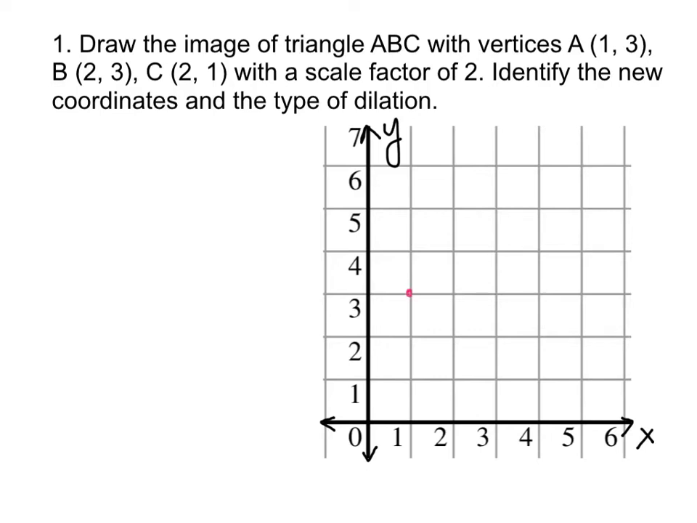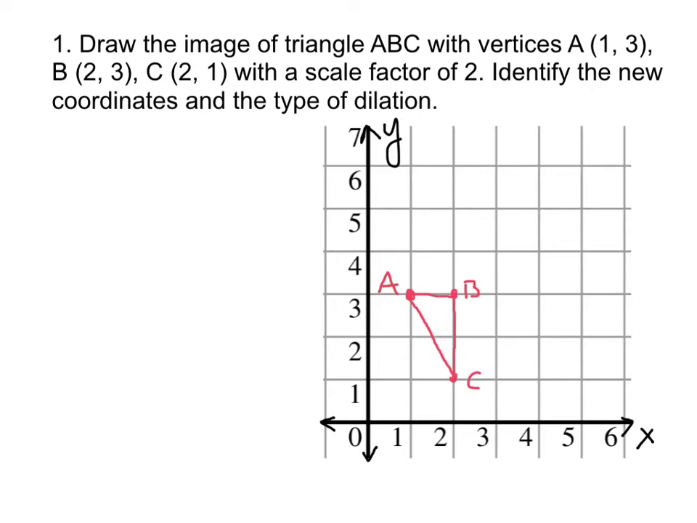A is 1, 3. I'm going to label it point A. B is 2, 3. I'm going to label it point B. And C is 2, 1. I'm going to label it point C. So now I'm going to connect the points. So I now have my triangle ABC.